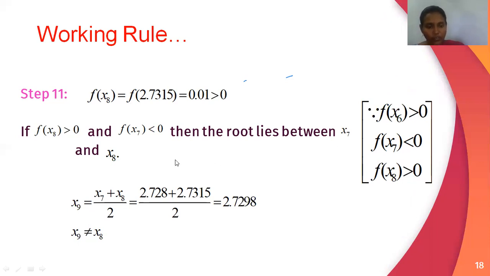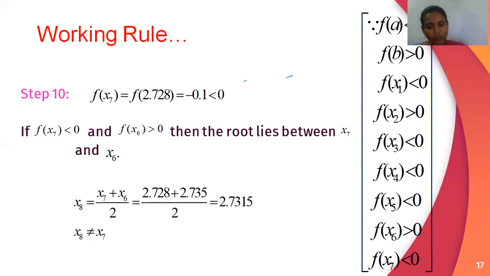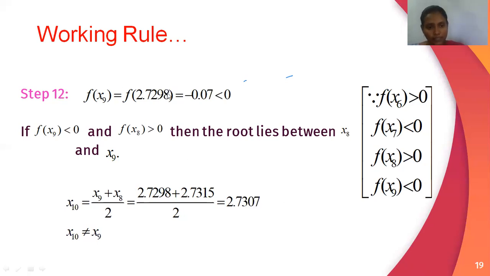So what is the ninth approximation? Take the average of x7 and x8. We got the ninth approximation as 2.7298. What is the x8 value? Eighth approximation is 2.7315. This is 7298. Both are different, so go to the next approximation. So further find out the function of x9. Replacing x with the ninth approximation value 2.7298, we got a negative value.